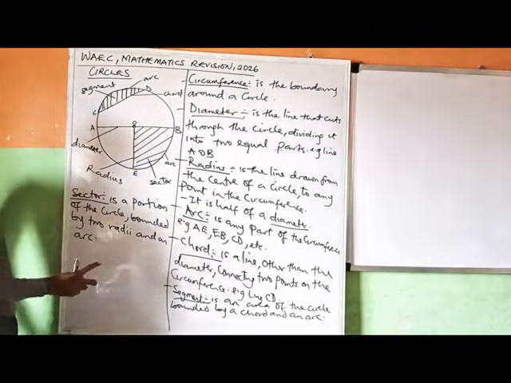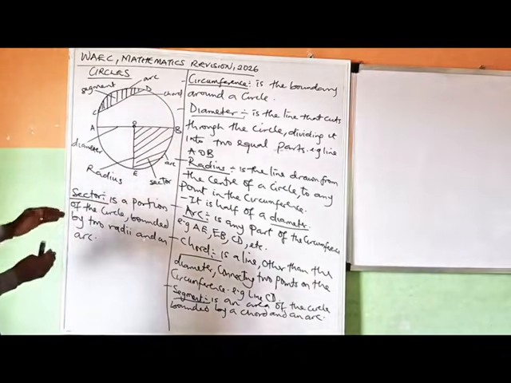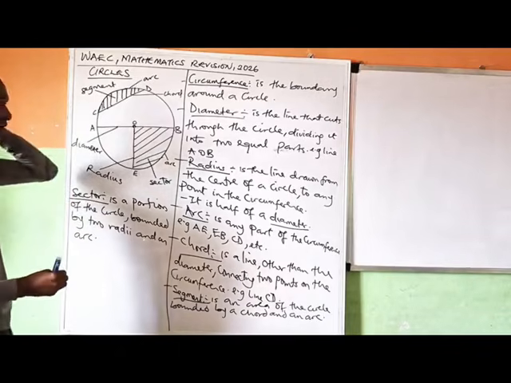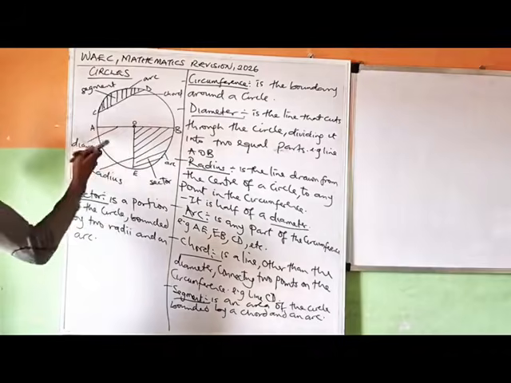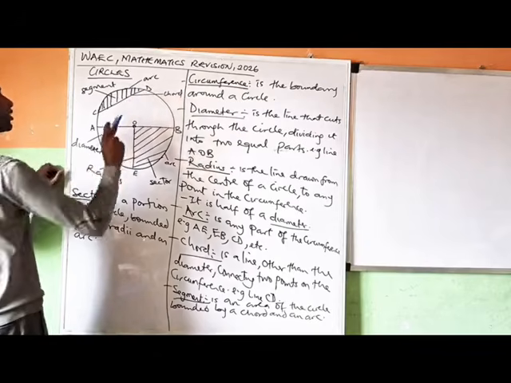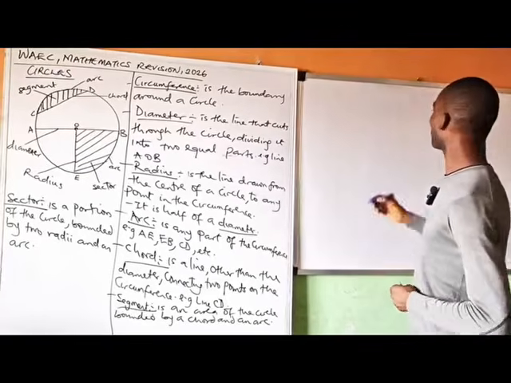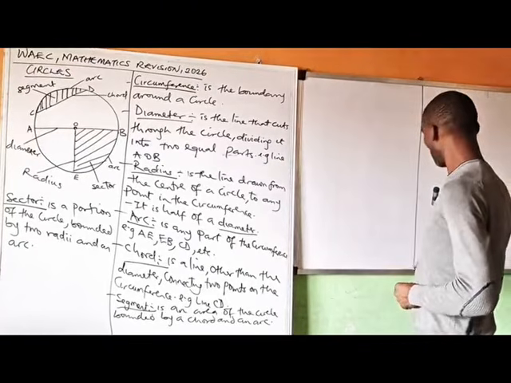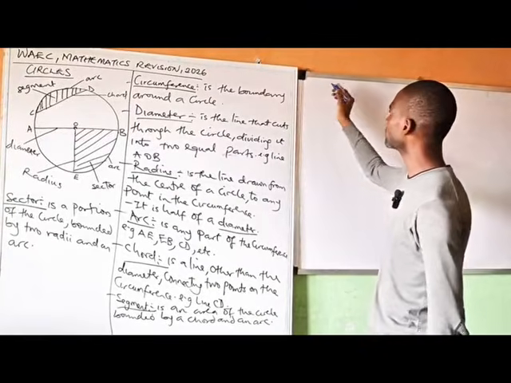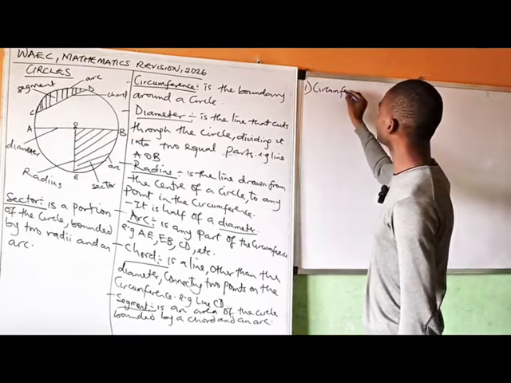So the next thing we talk about is the formulas. What are the formulas you use to calculate the area of a sector, the area of a chord and all of that? So I'm going to draw another diagram and then we take it on. Next, let's look at the formulas that you're going to use to do these calculations on circles. So the first one is the circumference of a circle.